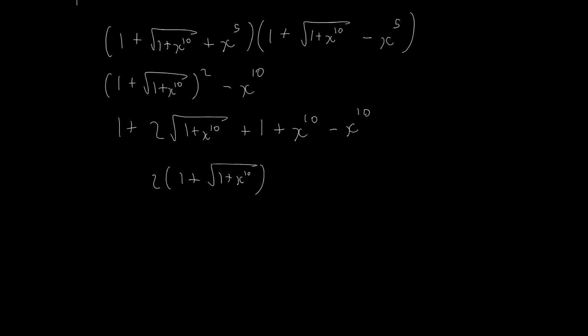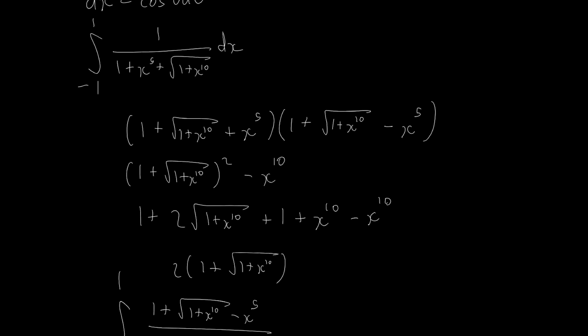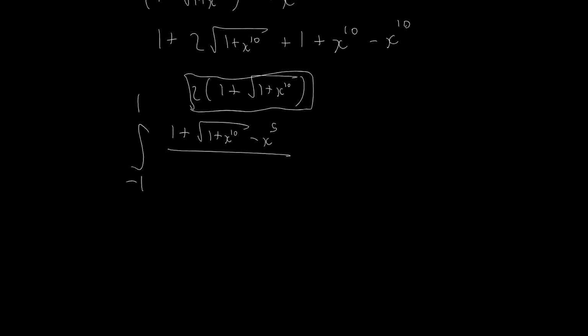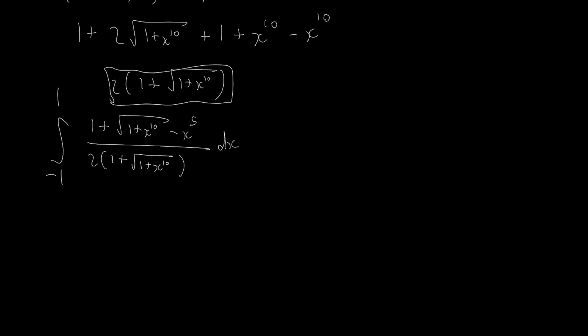So we're going to do this to simplify our integral. So between minus 1 and 1, we multiply the top and the bottom by 1 plus square root 1 plus x to the 10 minus x to the 5. And then on the numerator, when we multiply them together, we just get what we just worked out. So on the denominator, we're going to get 2 times 1 plus square root 1 plus x to the 10, dx. Now, you may see where this is going.